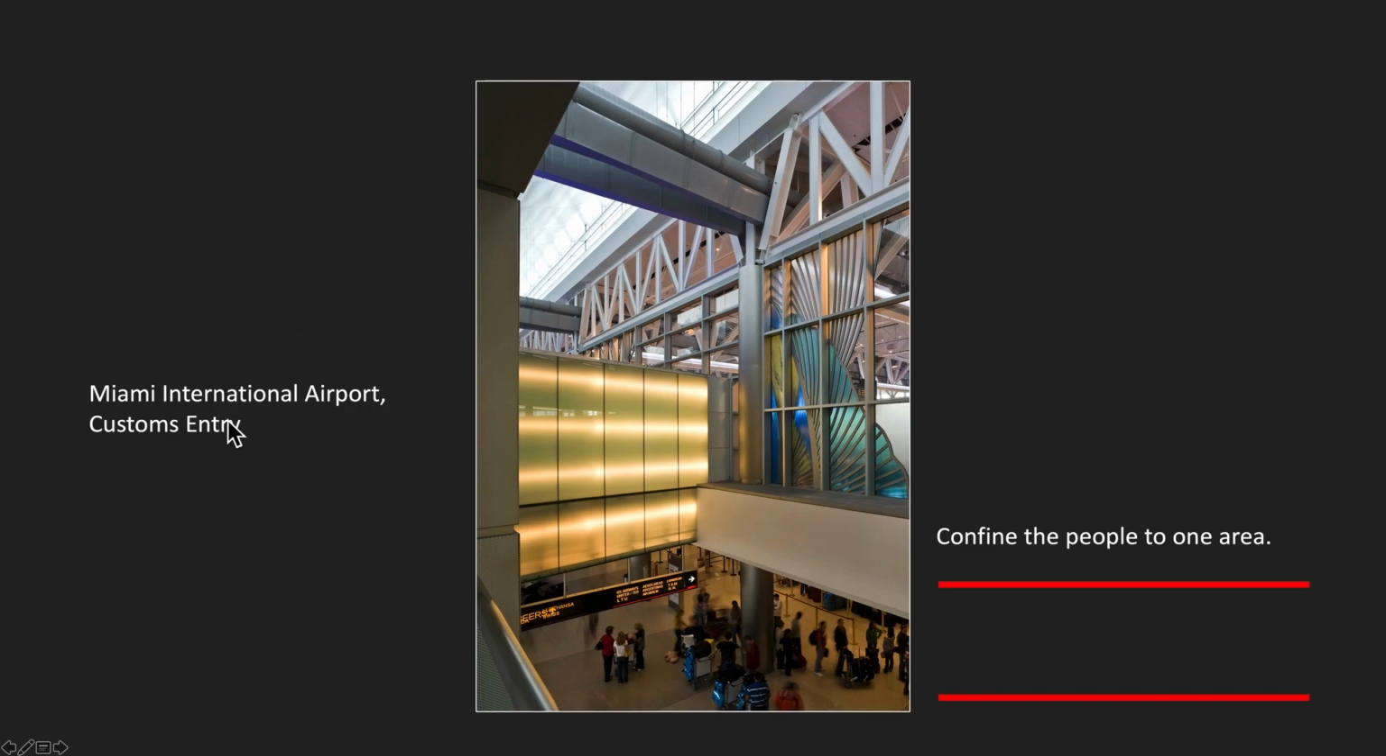Here at the Miami International Airport, I've got my people all confined within one area. I mean, I didn't put them there. I arranged this photo knowing I'm going to have people there, because this is customs and they're not going to shut down for an architectural photo. But I've got a line going in and they're compositional.